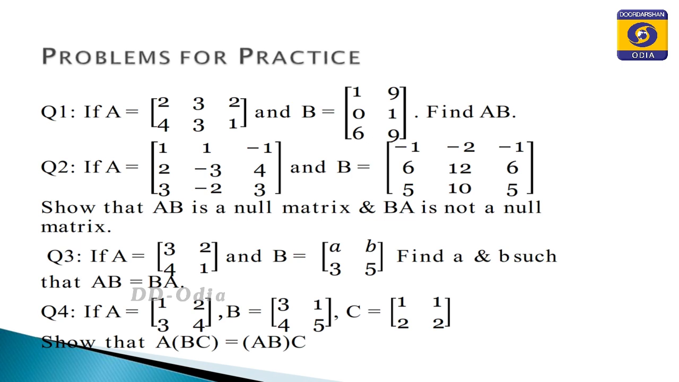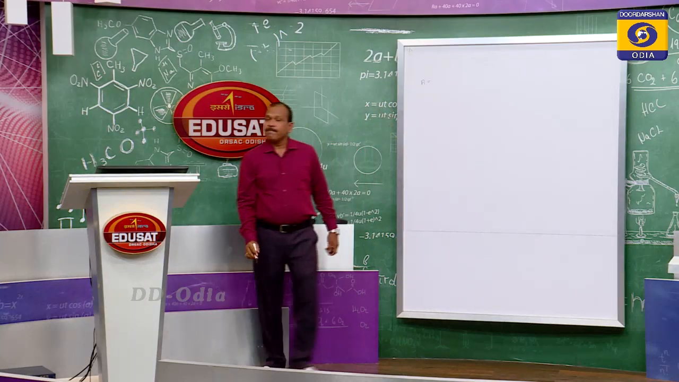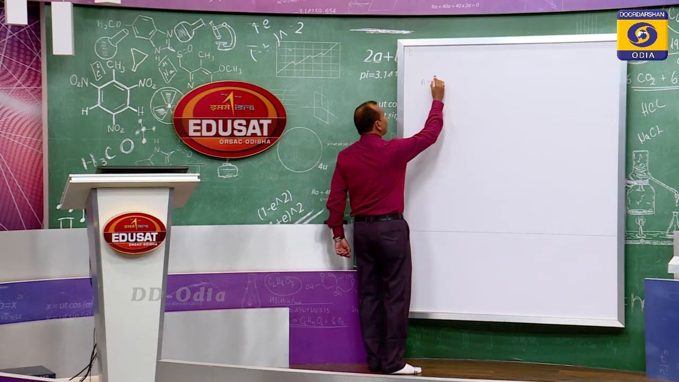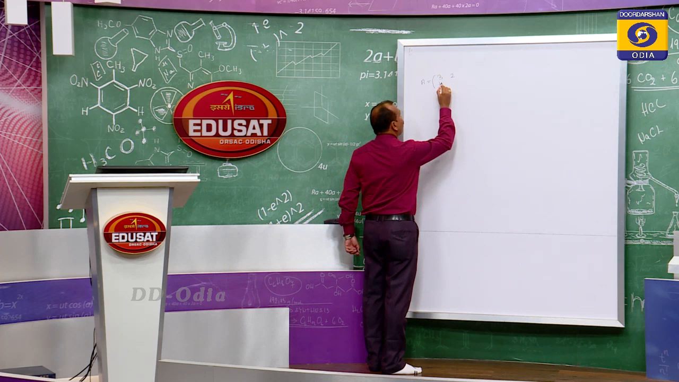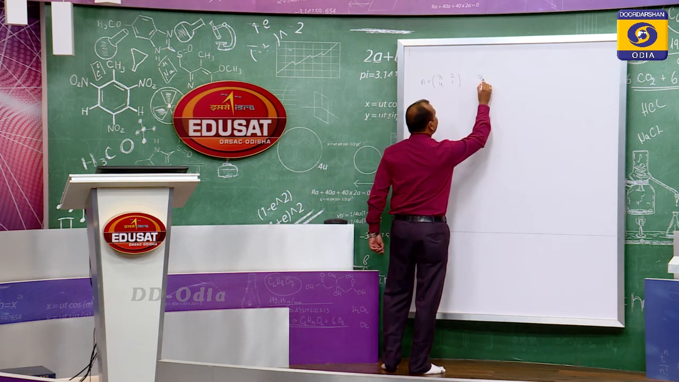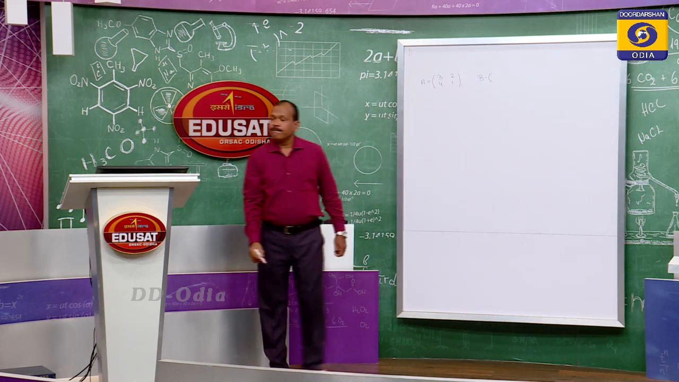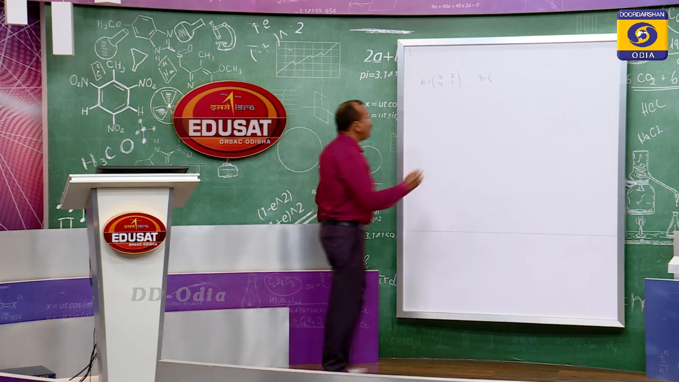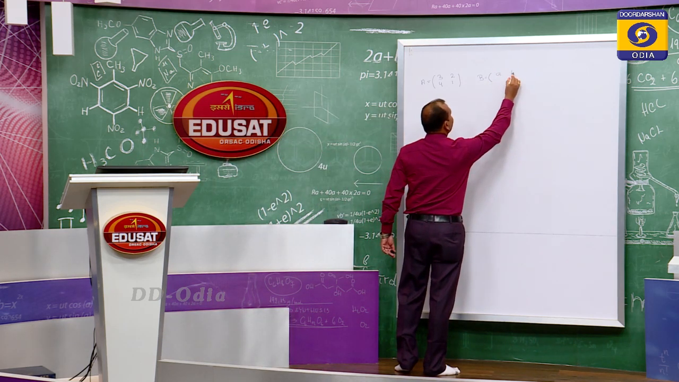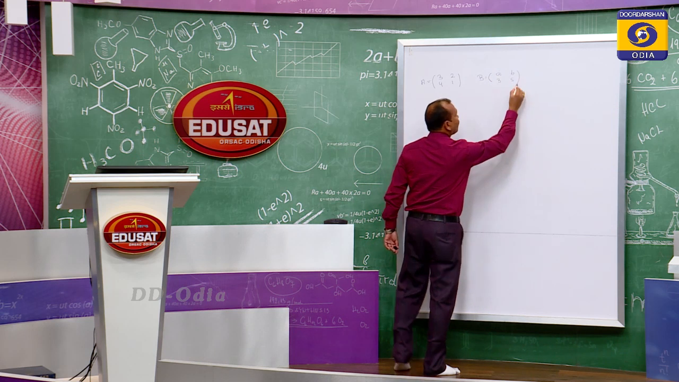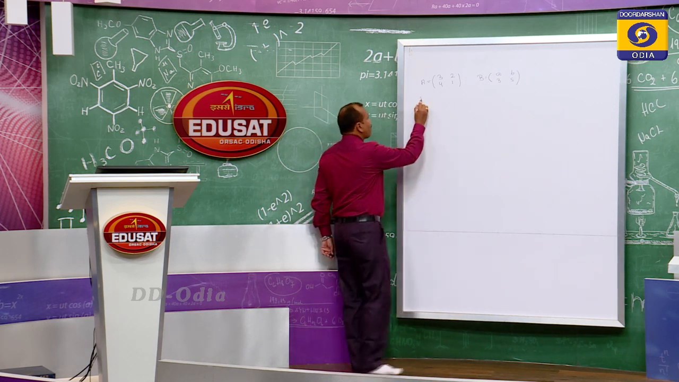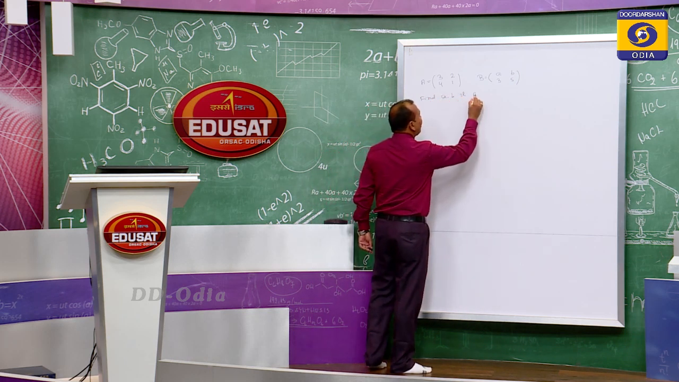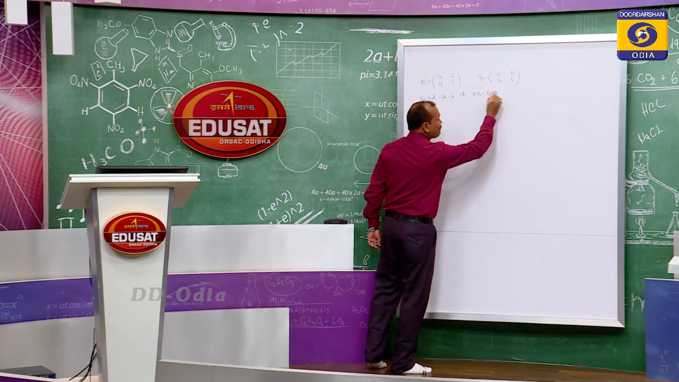Here A is the matrix 3 2 4 1, and B is the matrix a b 3 5. We have to find the values of a and b if AB is equal to BA.